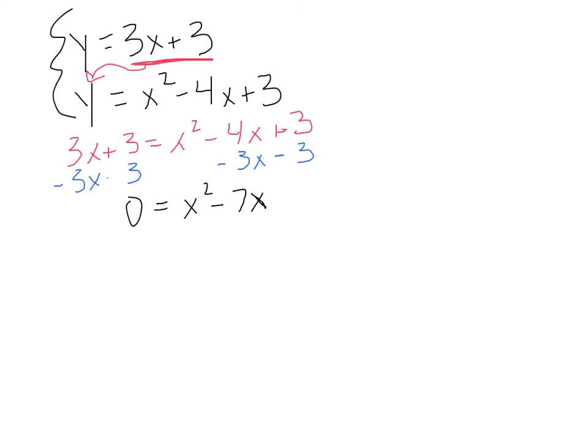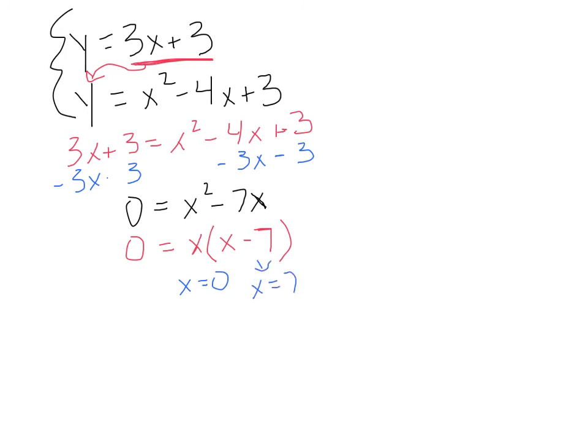Looks like those cancel and we get 0. We can still factor this. This has a GCF. So when we factor this, we're going to get 0 equals x times x minus 7. When we solve each of these factors for 0, we're going to get x equals 0. And this second one will get us x equals 7.